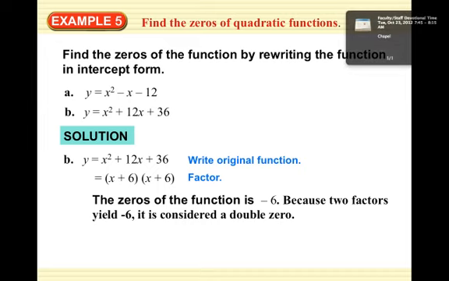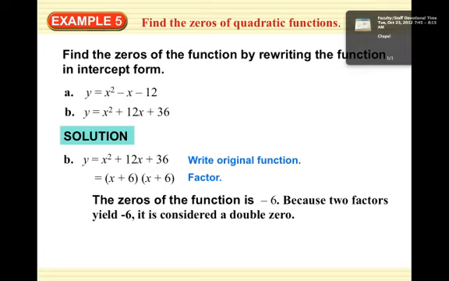You set each of those equal to 0, and you get negative 6 for each one. x plus 6 equals 0 gives you negative 6, and x plus 6 equals 0 gives you another negative 6. Because both factors yield negative 6, it's considered a double zero.